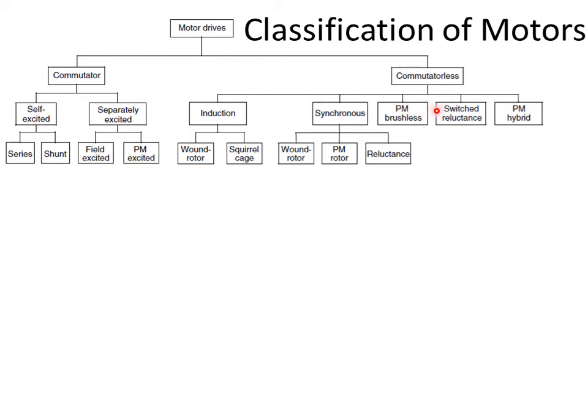And here we have a trapezoidal back EMF instead of a sinusoidal back EMF. And then another important choice is the switched reluctance motor, where we make use of the principle of reluctance for the working. And also other types like permanent magnet hybrid types are present.